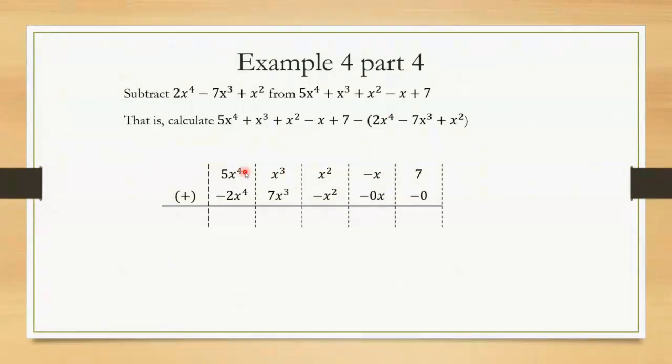Now we can combine 5x to the 4 minus 2x to the 4, right? That's 3x to the 4. X cubed plus 7x cubed, 8x cubed, right? We changed it to addition. X squared minus x squared, that's 0. Minus x minus 0x, that's just minus x, and 7 minus 0 is 0. Okay, this one was a little bit easier in that we didn't have to make extra columns.